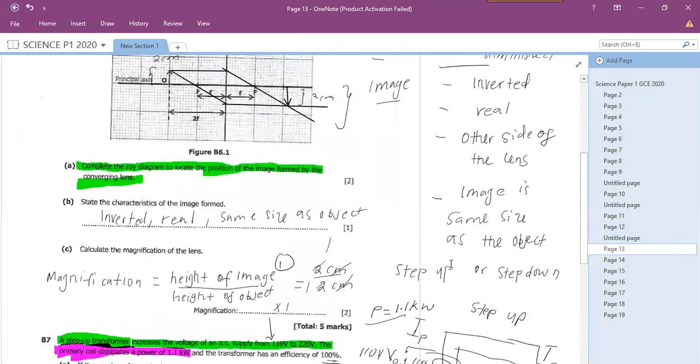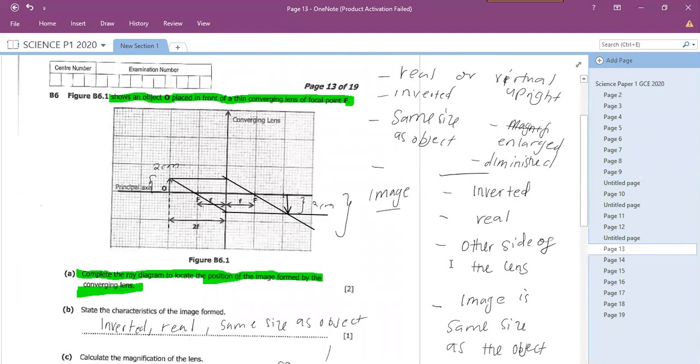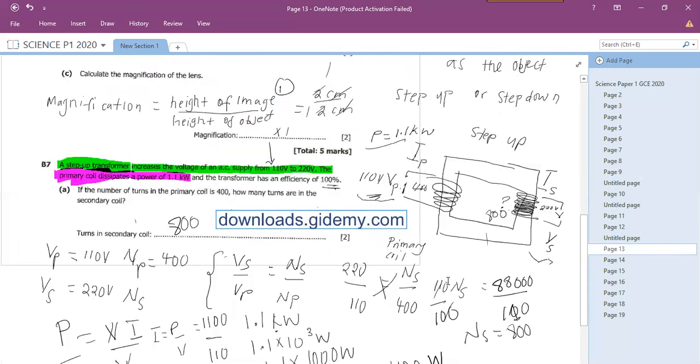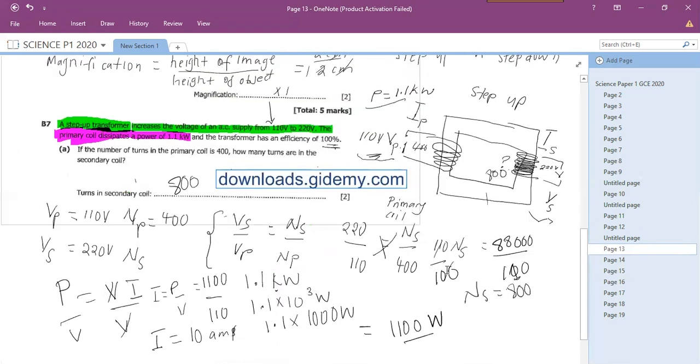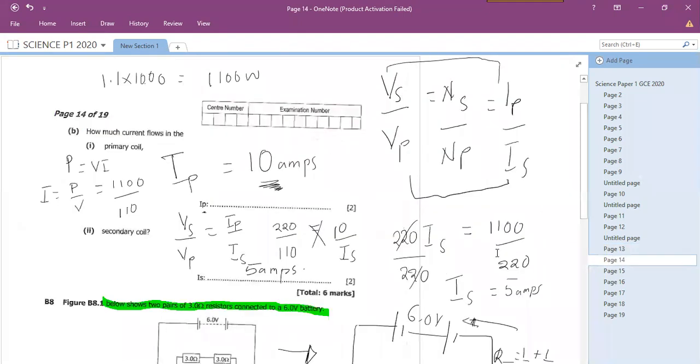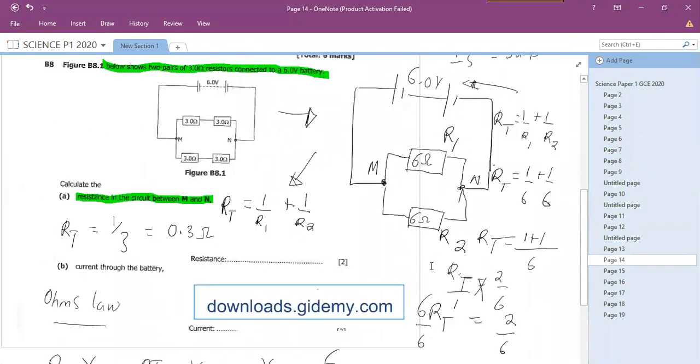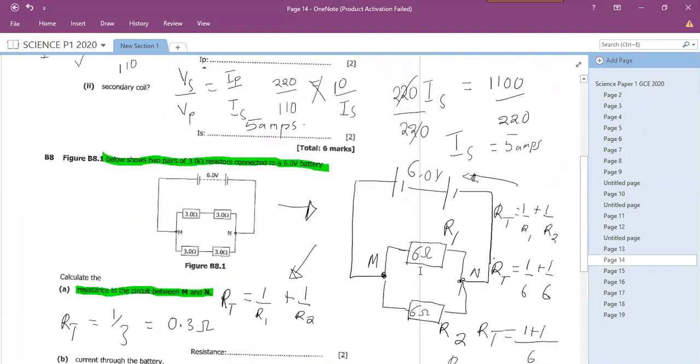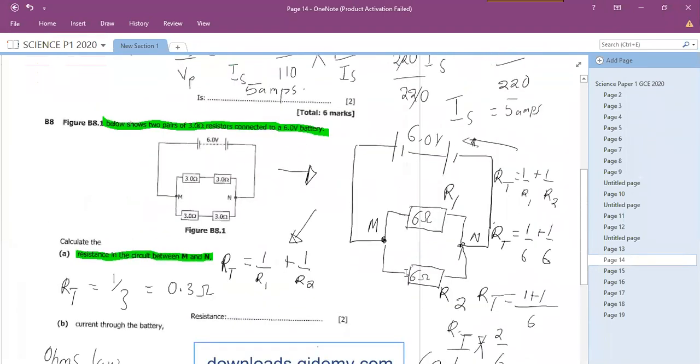Research is very important in your academics. Don't just expect one person to teach you. Use Google for research. Go on YouTube, research, research, research. After doing your ray diagram questions, you research on transformers, you answer this question, you go on YouTube, you research, you study more, then you go on electricity again, you research, you study. And that's how we learn.